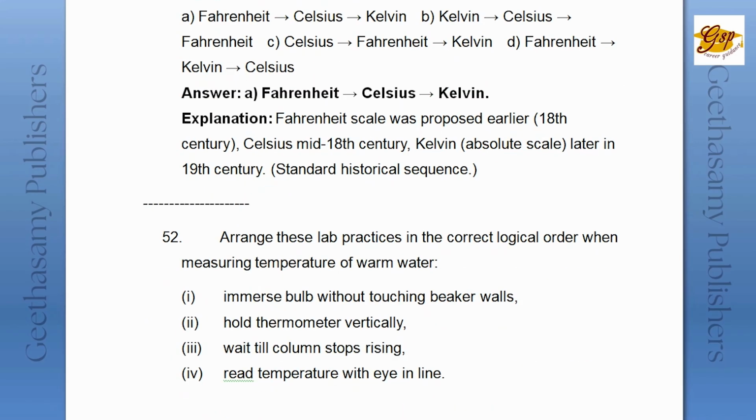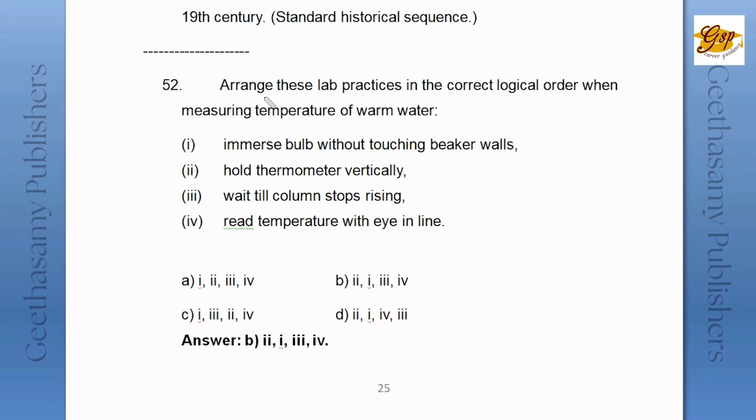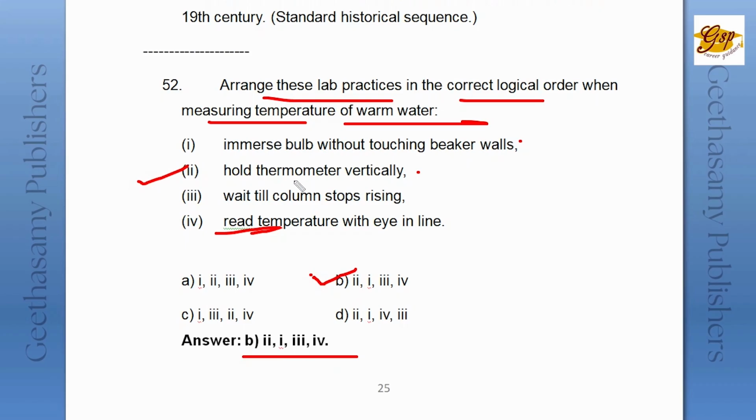Fine. Then 52nd question, arrange these lab practices in correct logical order, measuring temperature in warm water. Immerse the bulb without touching the beaker walls. Hold the thermometer vertically, wait till the column stops rising, and read the temperature with eye on the line. So the correct answer is B, 2, 1, 3, 4. First one, hold the thermometer vertically, immerse without touching, wait till the column rises, and read the temperature with eye on the line. Okay, that's the order.